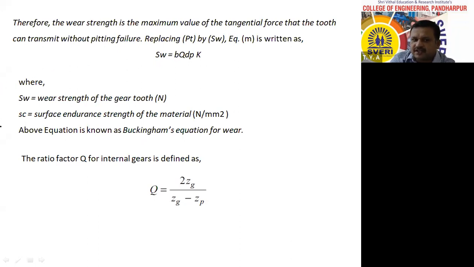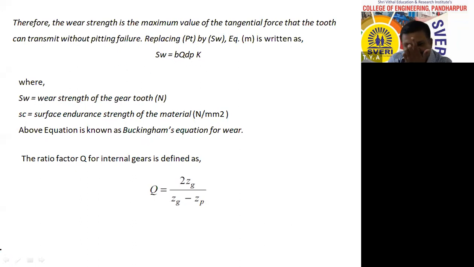where SW is equal to wear strength of the gear tooth, sigma C is nothing but surface endurance strength of the gear tooth material, Newton per mm square. The above equation is known as Buckingham's equation for wear.